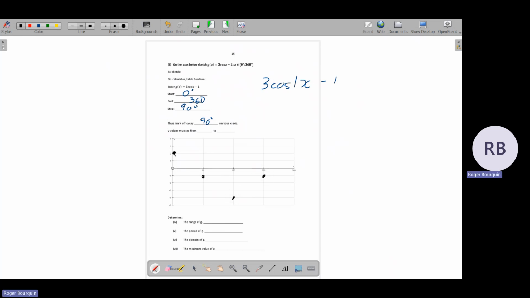270 is -1. 360 is 2. Now, guys, when you draw this, really remember, it doesn't just look like a parabola. It starts flat, gets steeper through the middle, becomes flatter again, gets steeper through the middle, and becomes flat towards the top. All right, guys. It's going to be y values from 2 to -4. Yeah, that's what I mean.